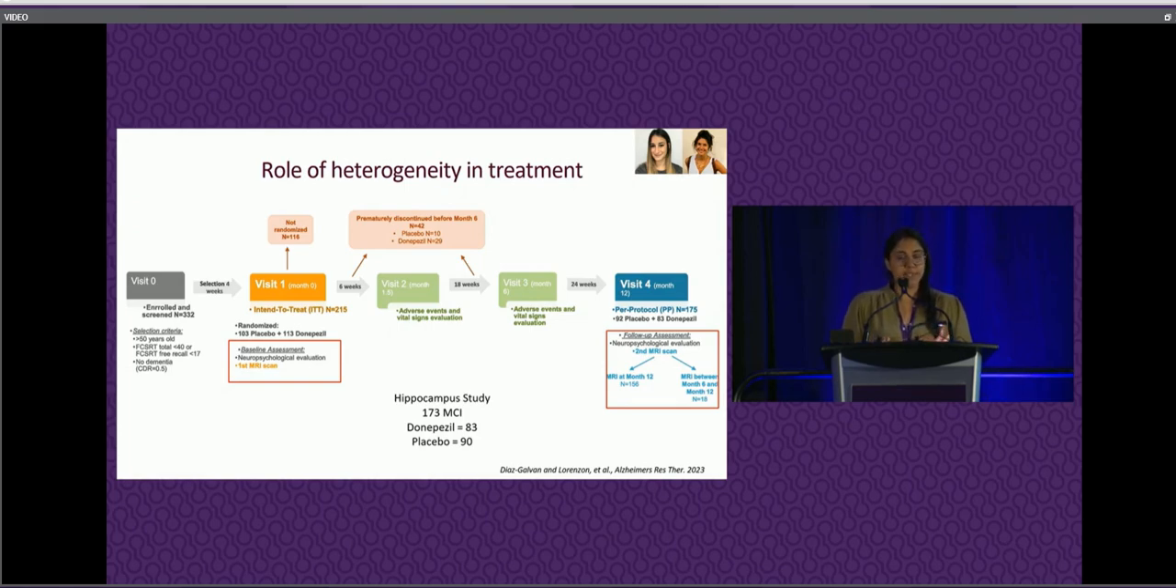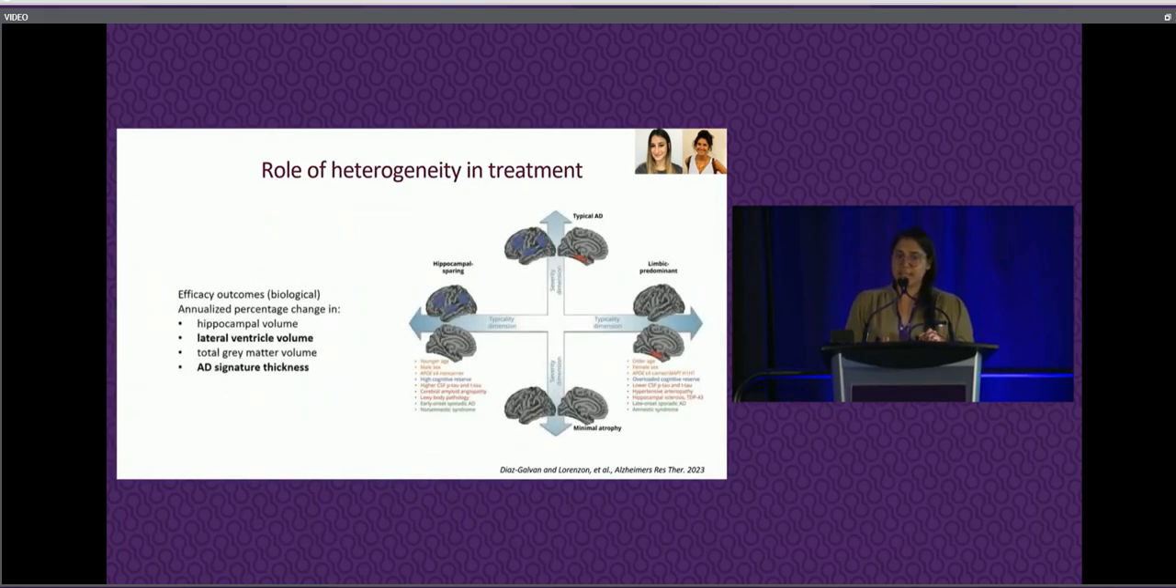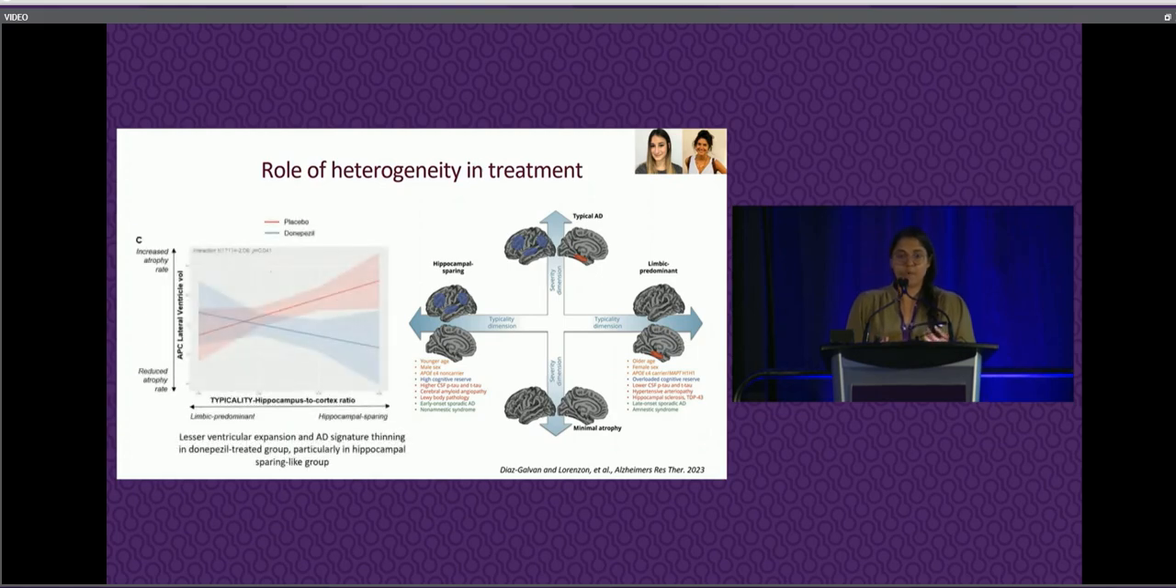We subtyped the individuals based on atrophy measures, looking at typicality and severity at baseline. And we assessed the efficacy outcomes at the biological level by looking at percent change in hippocampal volume, lateral ventricle volume, gray matter volume, and AD signature thickness. We found that, in particular, individuals in the donepezil group who had hippocampal sparing atrophy patterns were likely to show lesser ventricular expansion and lesser thinning in the AD signature areas.